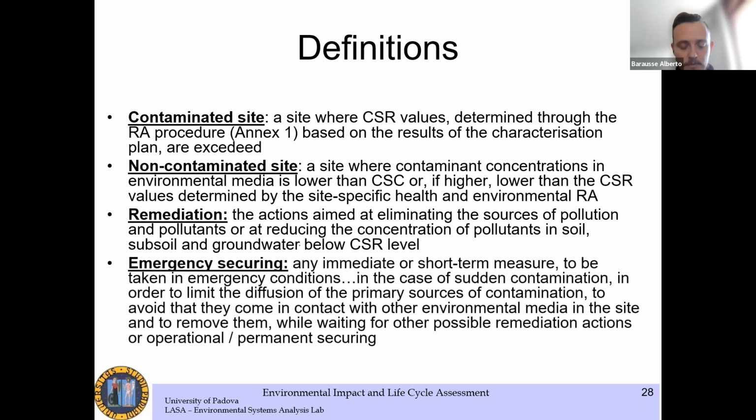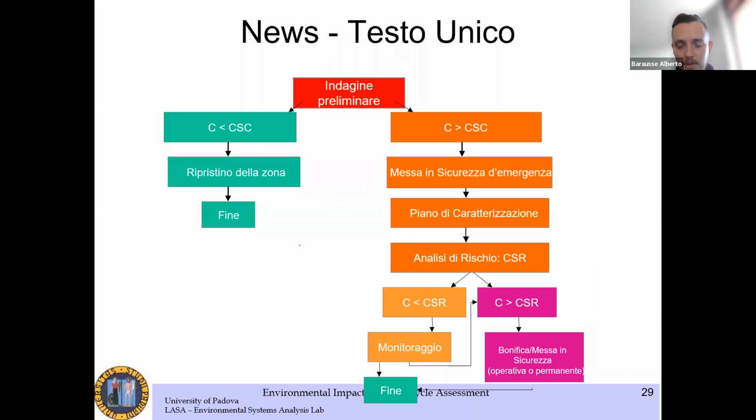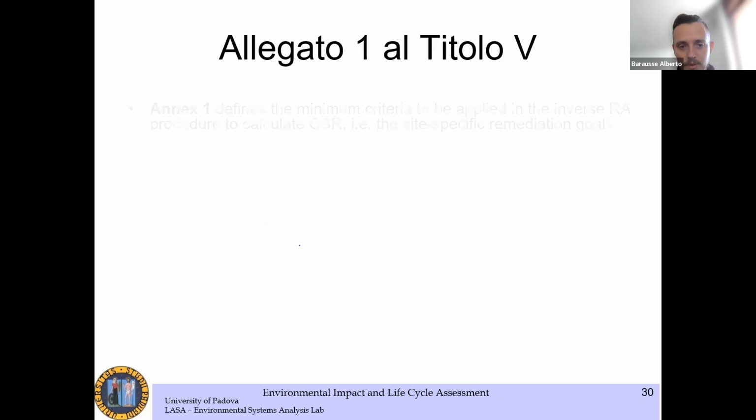And we also have a definition for emergency securing, which is any short-term measure that you have to implement in the case of contamination to limit the spreading of the contamination while waiting for possible remediation actions, risk assessments, operational and permanent security. These are just definitions. This is just a flow diagram of what I have already told. So this is just for your records to look at home.